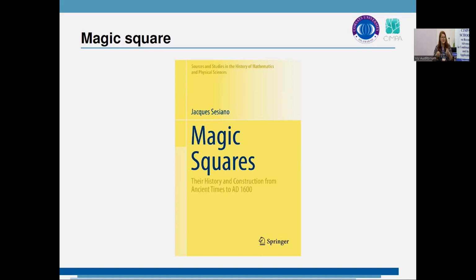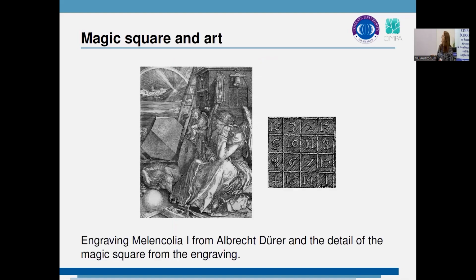But for us, a magic square is just something that we will use later. Many times we use this type of labeling to construct another, bigger structure. Of course, you can find magic squares not only in mathematical books, but also in art. This is an engraving by Albrecht Dürer, Melencolia, and maybe it is not visible, but here you can find this detail, and this is a magic square.